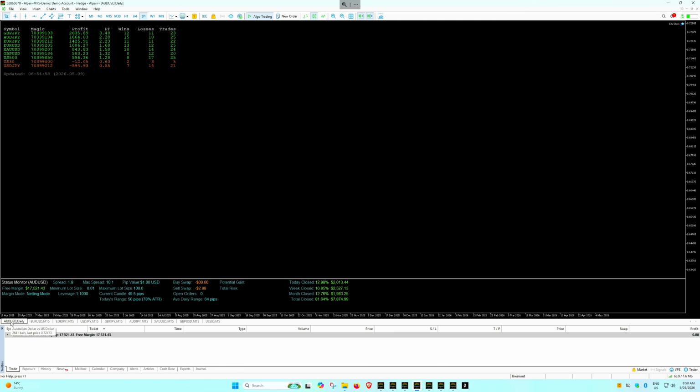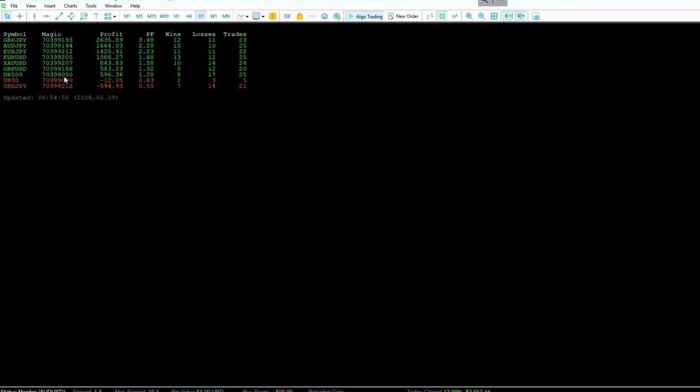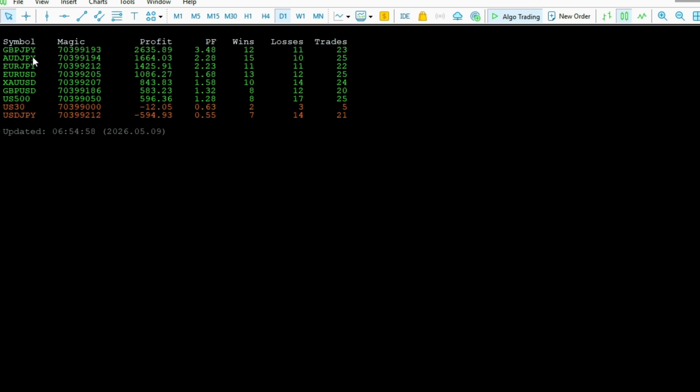Now we actually have the total stats on this one as well. We can see here that we are actually up 81% at the moment from our 10K account. Just yesterday, we made just under 13% profit because of those big wins. We can see here a breakdown of the symbols and the actual profit on each one.